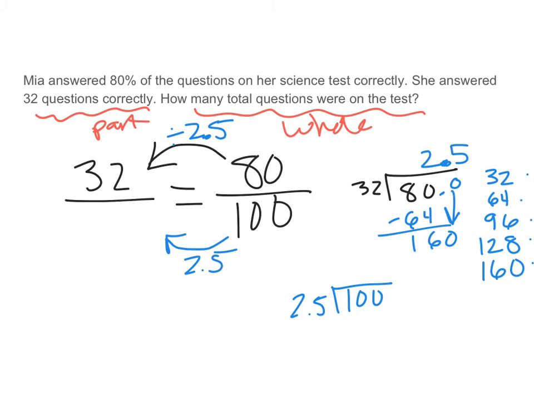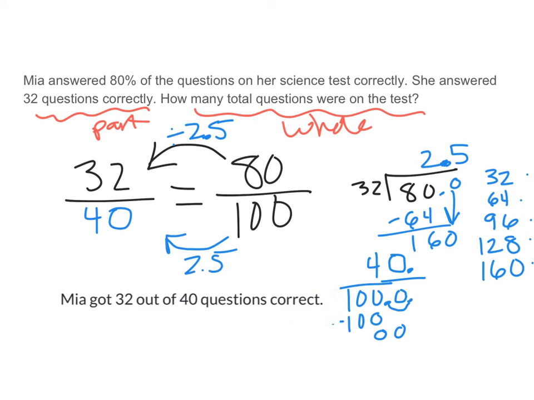Whenever we divide by a decimal, we have to move the decimal place, put it in its new spot. So 25 does not go into 1, does not go into 10, it does go into 100 4 times. And then 25 does not go into 0. So we put in a 0, so we get 40 for our answer here. So Mia got 32 out of 40 questions correct.